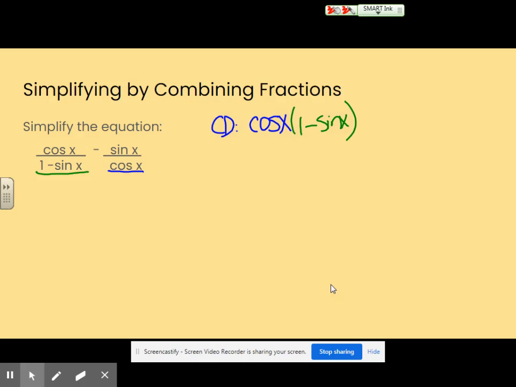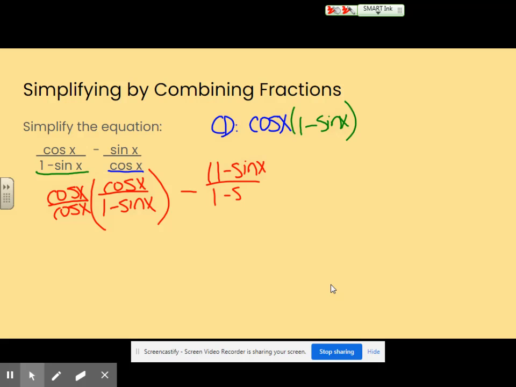Now we're going to try and add them together, but I have to do a step first. I have to work with that common denominator. So my left side is missing a cosine x in its denominator. And our right side is missing a 1 minus sine x in its denominator.